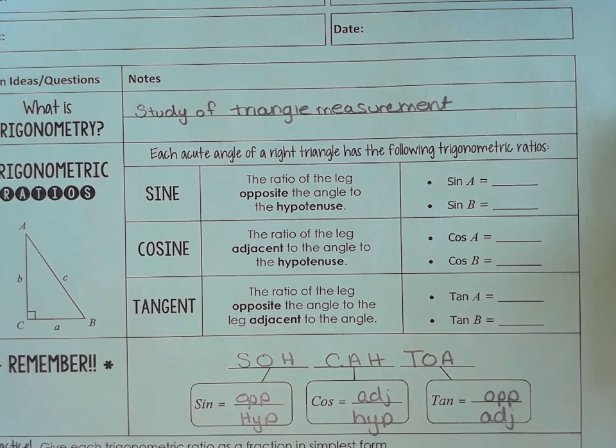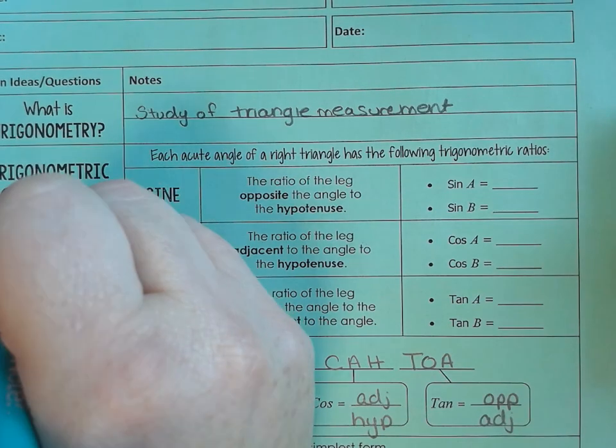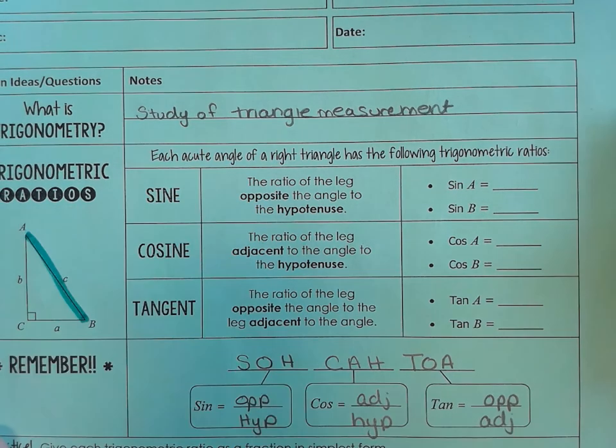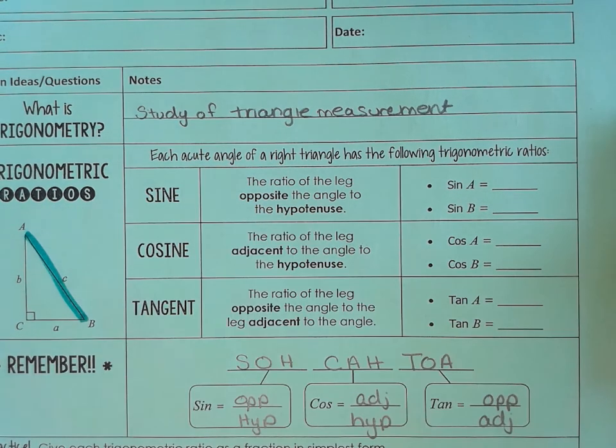When we're calculating trig measurements, it's all in relation to which acute angle that we're using. So depending on the acute angle that you're using, your adjacent side and your opposite side are going to change, but the hypotenuse will not change. The hypotenuse is always the same, and so that's going to remain your constant.